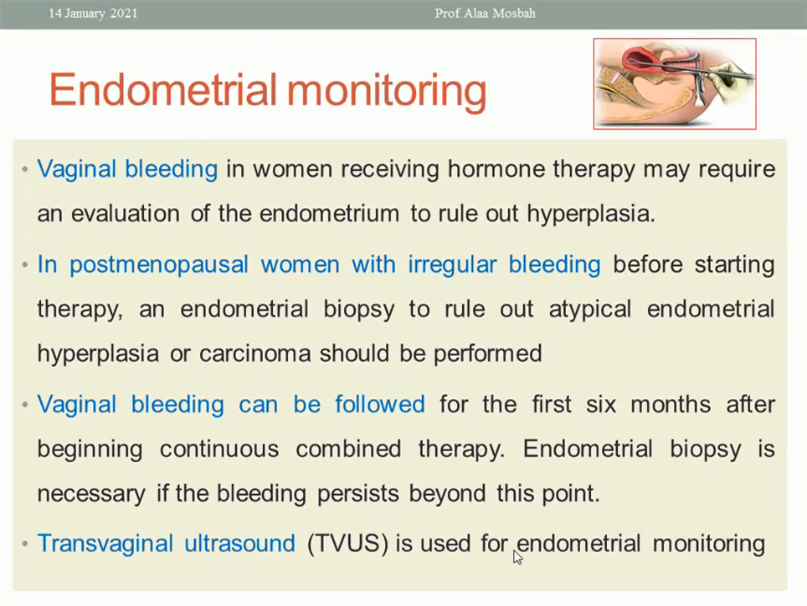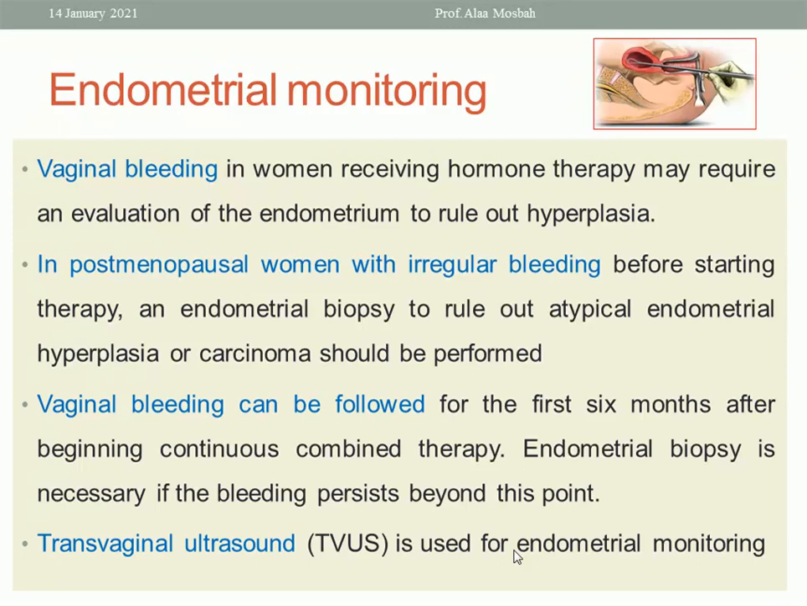What else during follow-up? I said I will take history, I'll do physical examination, I'll do transvaginal ultrasound, and I'll do mammogram, and I'll do endometrial monitoring. Endometrial monitoring for vaginal bleeding, because vaginal bleeding in women receiving hormone therapy may require an evaluation of the endometrium to rule out hyperplasia. Okay? In case of postmenopausal women with irregular bleeding, before you start your therapy, an endometrial biopsy is important to rule out atypical endometrial hyperplasia or a carcinoma. Okay?